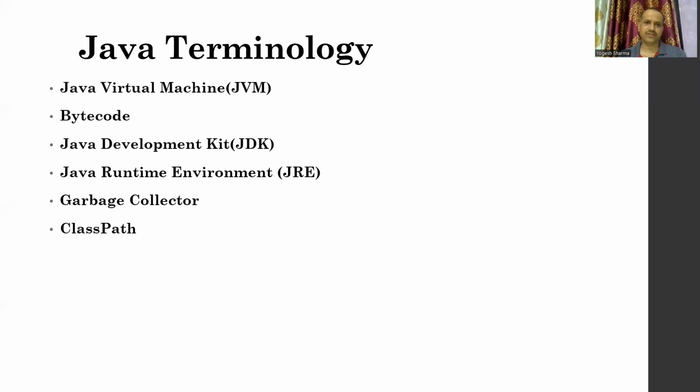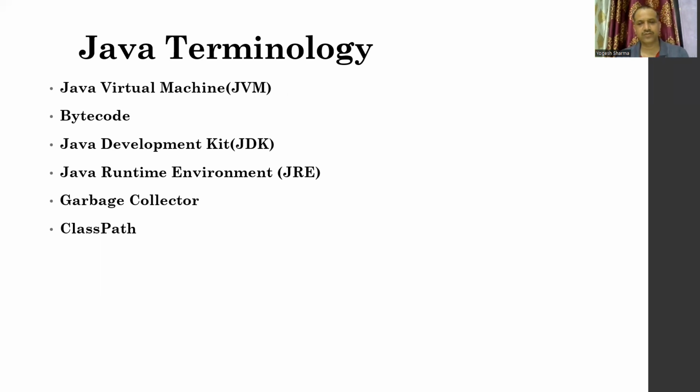If we are using the Java programming language, we should have awareness about some terminology that is related to Java. So the first one is the Java virtual machine, also known as JVM. JVM is a crucial part for developing Java programs, or for creating applications in Java. So every operating system, if I want to run a Java program, should have the Java virtual machine. Then we are going to run.